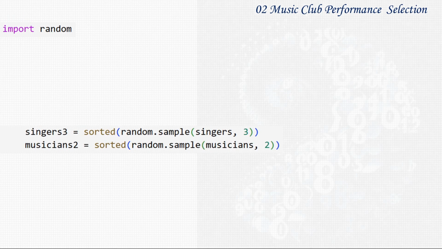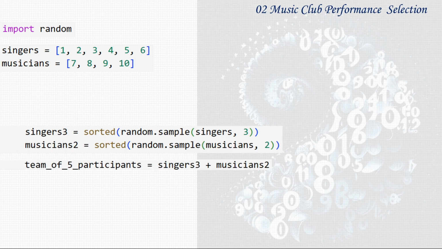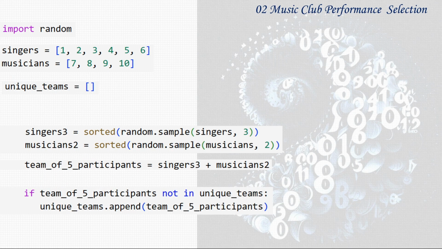We will randomly collect singing and playing students using the random library from 2 lists of integers that represent the 6 singing and 4 playing students. We will form a team by putting together 3 selected singing and 2 selected playing students. We're going to put that team on the list of teams. We will do all this in the loop 20,000 times.